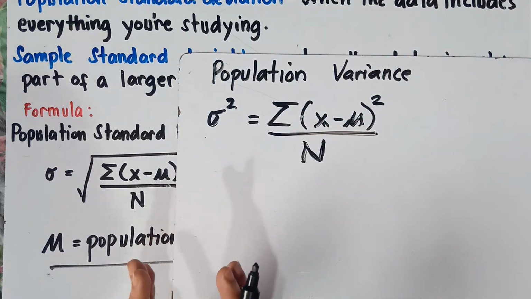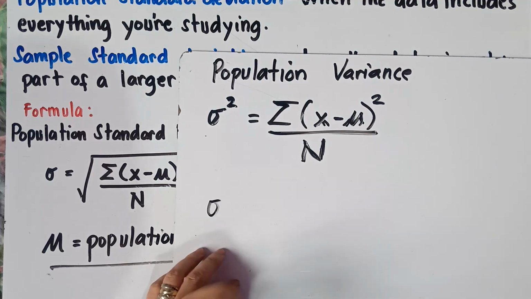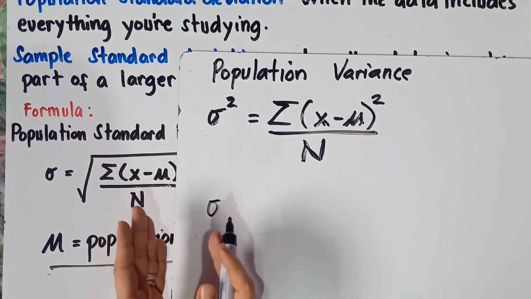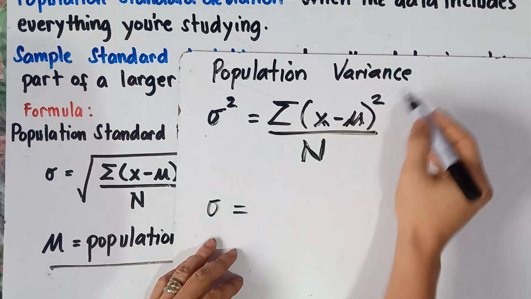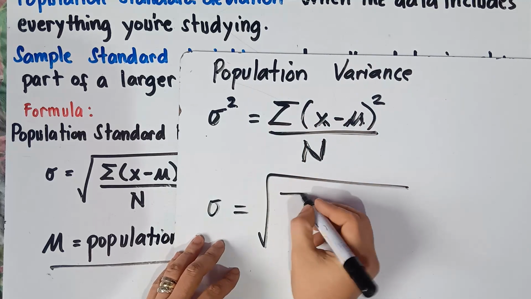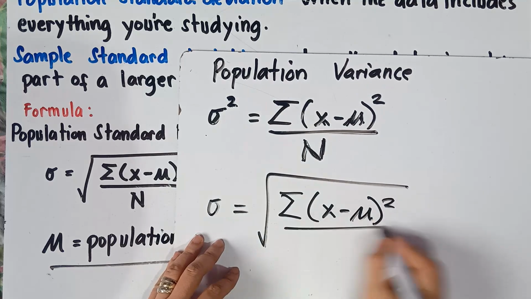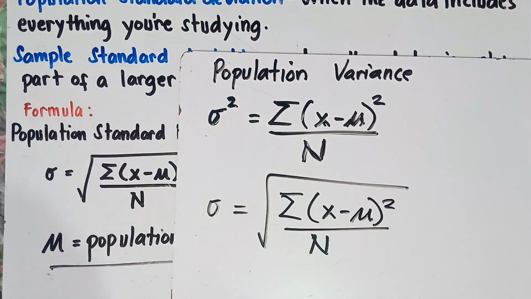Of course, to get the population standard deviation, that would be O with underline on the top. The population standard deviation is equal to, simply get the square root of the variance. So we have the square root of the sum of the sample minus the population mean squared over N. Once you get the square root, that would be the standard deviation, the population standard deviation.